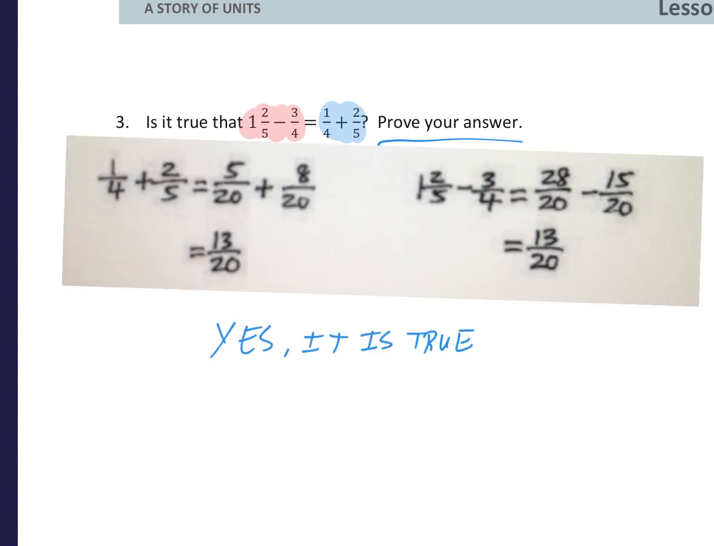You should have gotten something like this, right? 1/4 plus 2/5 is actually 5/20 plus 8/20. Then you got 13/20. And then over here you got 13/20 as well, right? Because 1 and 2/5, 1 would be the same as 5/5 plus the 2/5, which would give you 7/5.